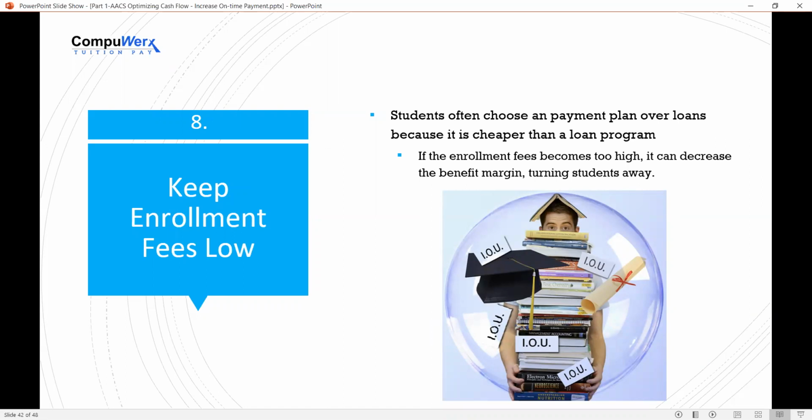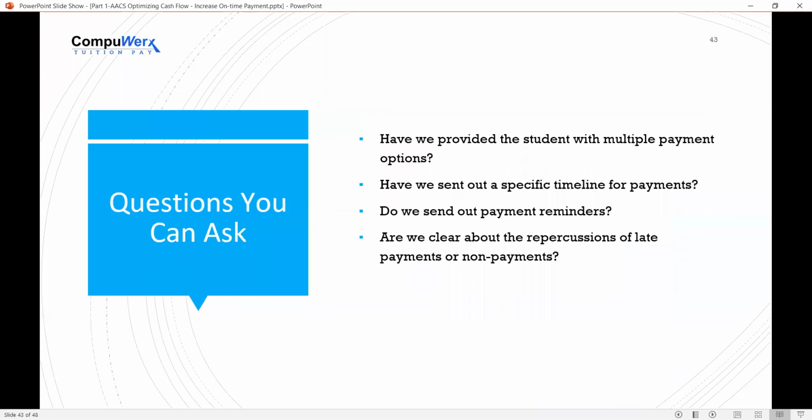Number 8, you want to keep the enrollment fee low. After you do all these comparisons of the loan versus the payment plan, of course, most of your students are going to choose a payment plan over the loan, right? It's a huge savings right there. You want to make sure that you keep your enrollment fee low so that it doesn't turn your student away. If it's too high, they might not be able to afford it right there.